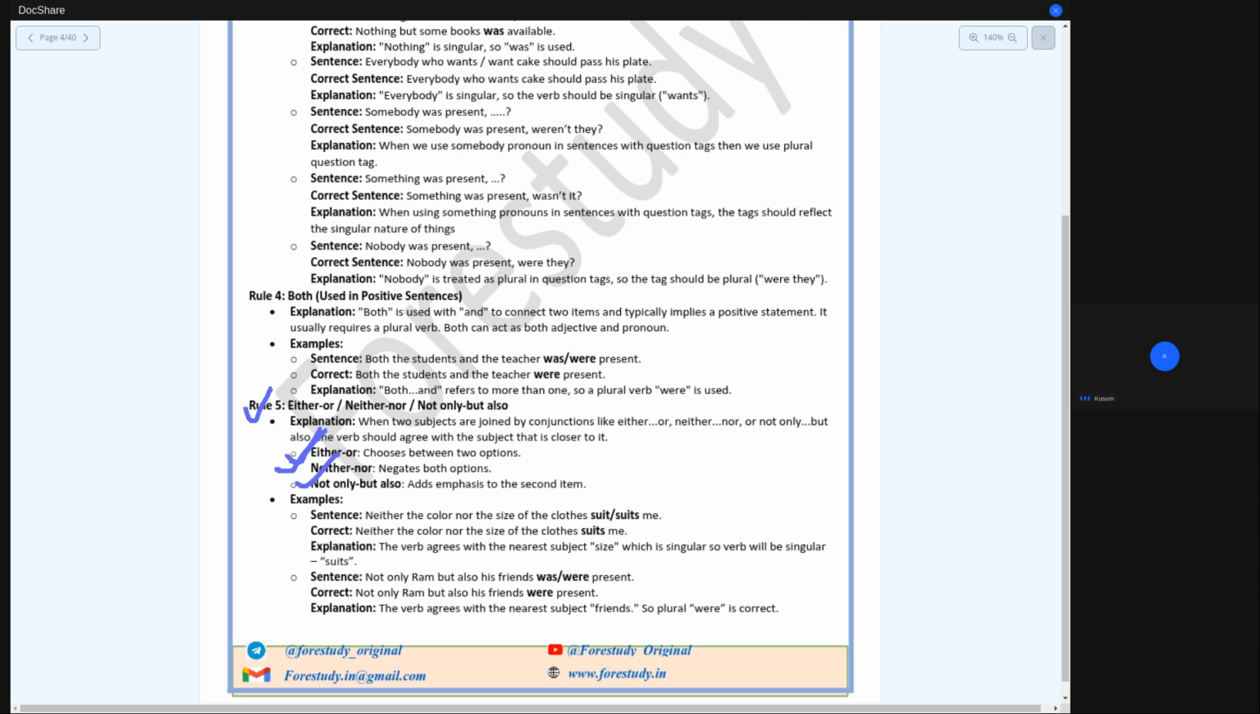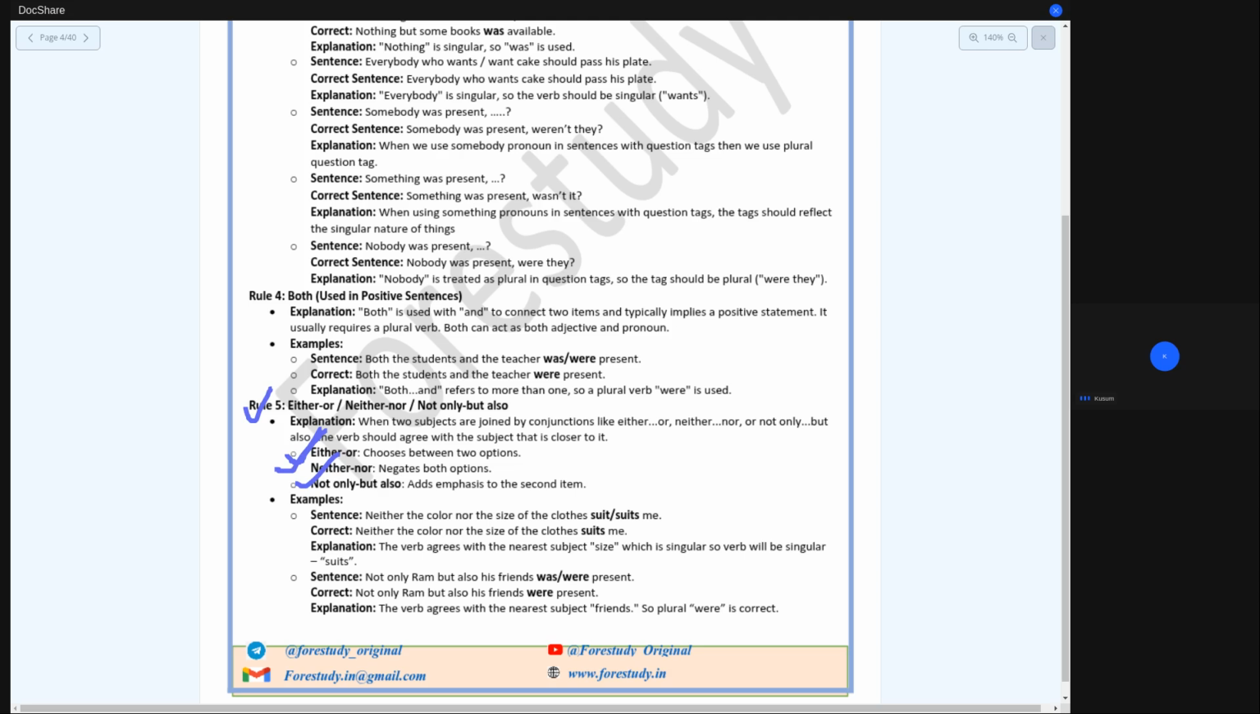Now, the most important part of Rule 5 for error correction is subject verb agreement. When these conjunctions join two subjects, how do you know if the verb should be singular or plural? Right? This is the confusion because it may be plural, it may be singular. So now let's understand what happens. So here the rule says that the verb agrees with the subject that is closer to it.